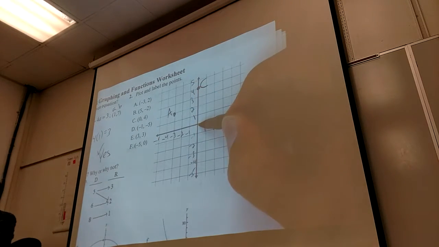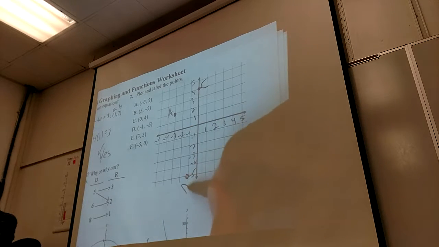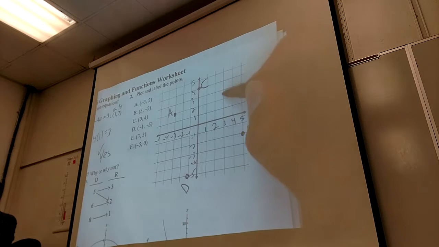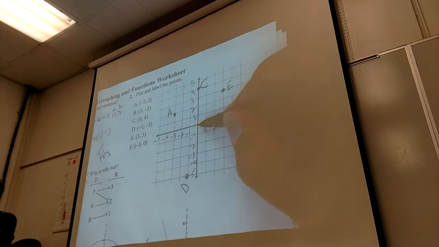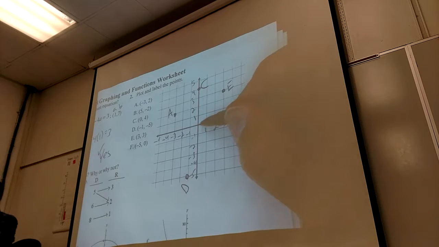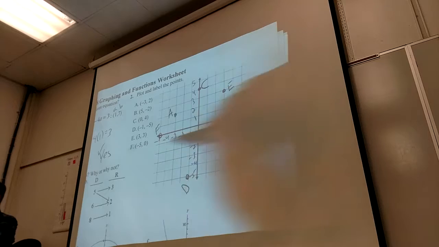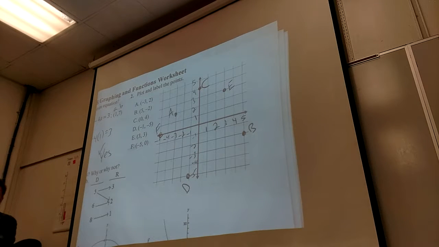D, negative 1, negative 2. To the left and then down. That's D. I like it. 3, 3. Can't go wrong. That's E. And then negative 5, 0 is going to be on the what axis? It's going to be on the x-axis. I like it. Because you don't go up and down any. You just go back 5. I like it.